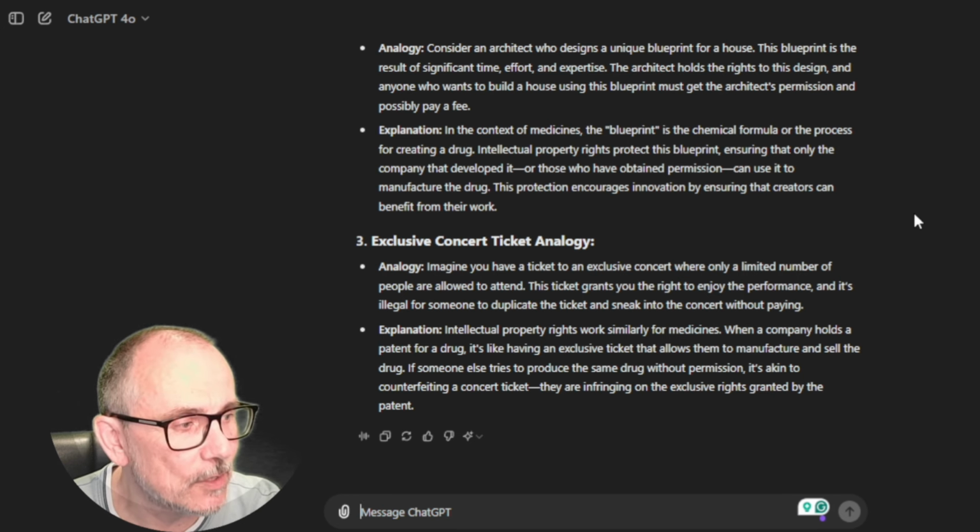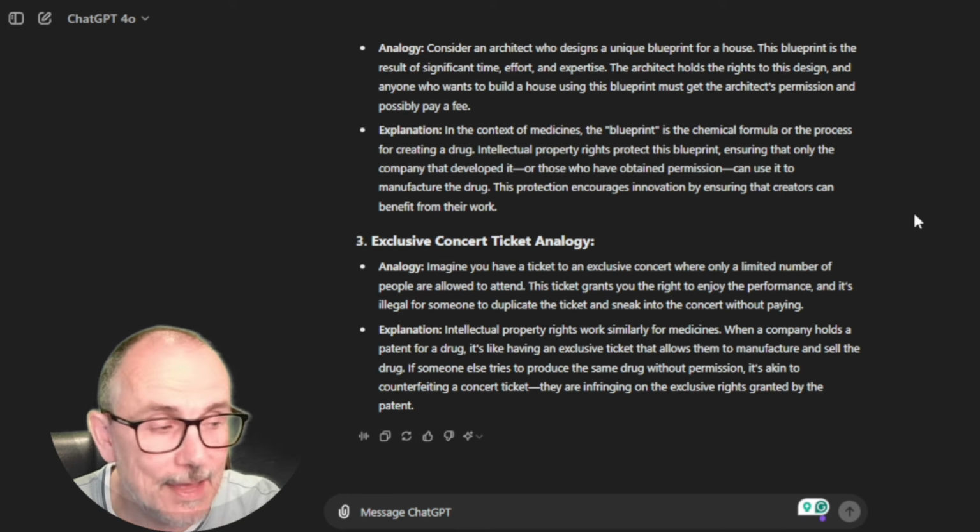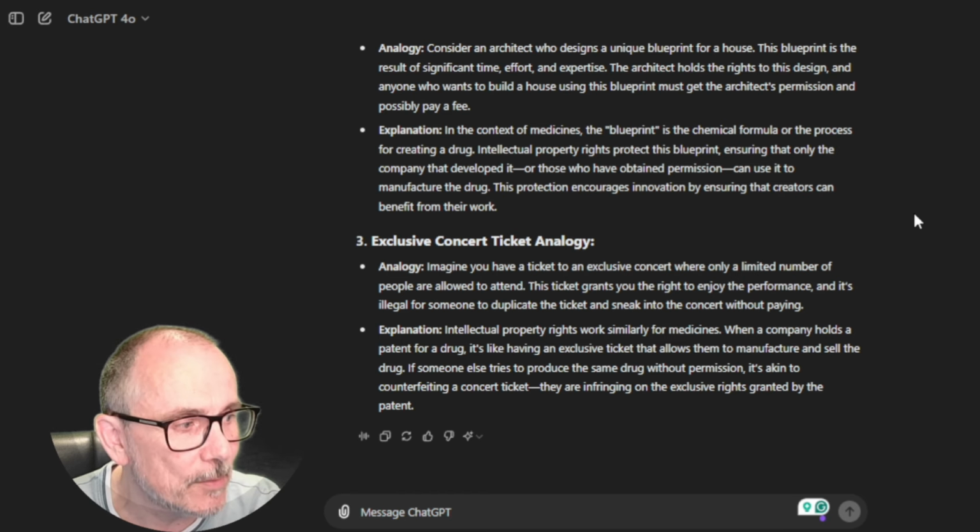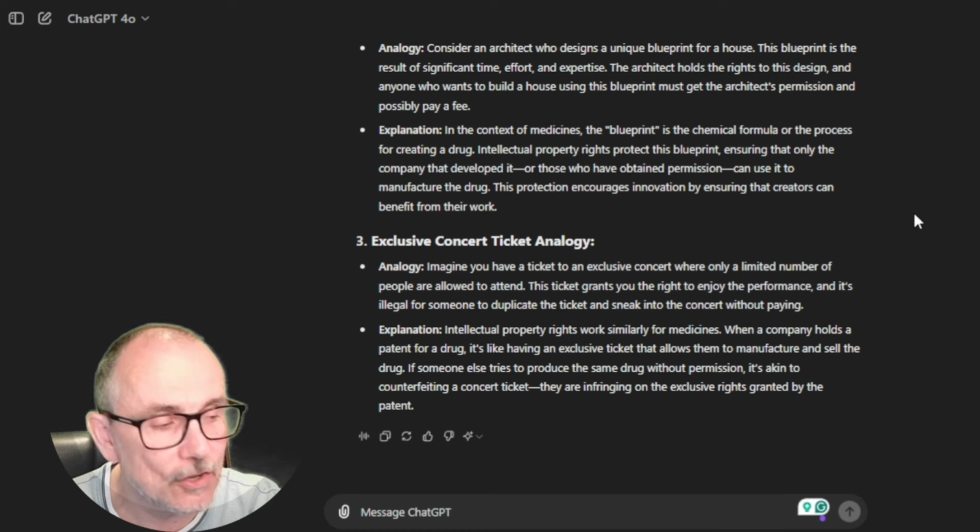Intellectual property rights work similarly for medicines. When a company holds a patent for a drug, it's like having an exclusive ticket that allows them to manufacture and sell the drug. If somebody else tries to produce it without that permission, it's akin to counterfeiting a concert ticket.